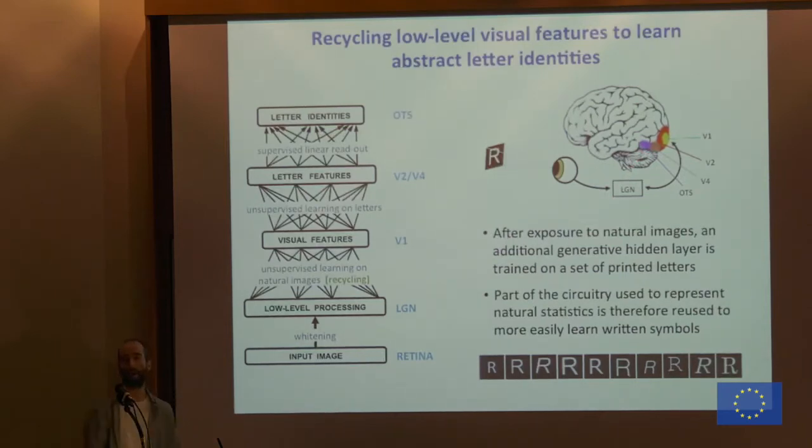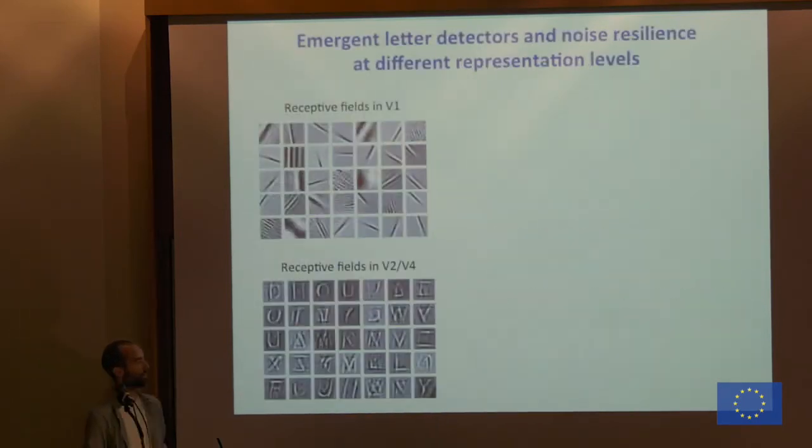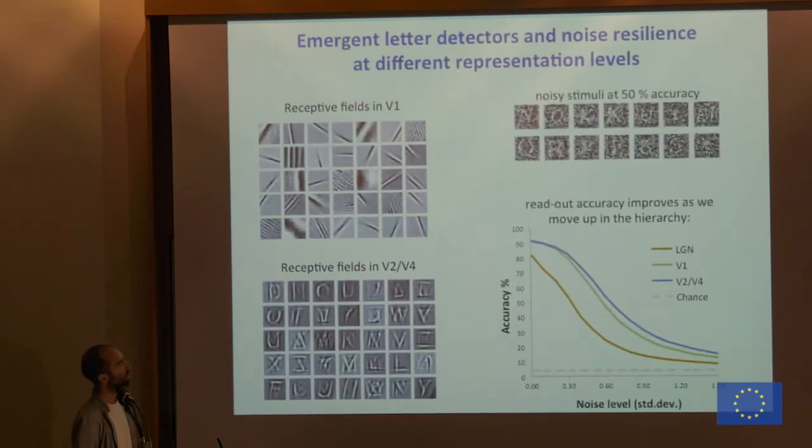So this way we were able to show that natural images can be recycled to more easily learn also other types of patterns like printed letters. And the receptive fields of the neurons here looked like this. So you see from the basic visual features, you can build more complex features which are domain specific for the letters. And the network was able to recognize letters with a very high amount of noise. So we presented noisy stimuli, and the network was still able to recognize them at 50% accuracy.